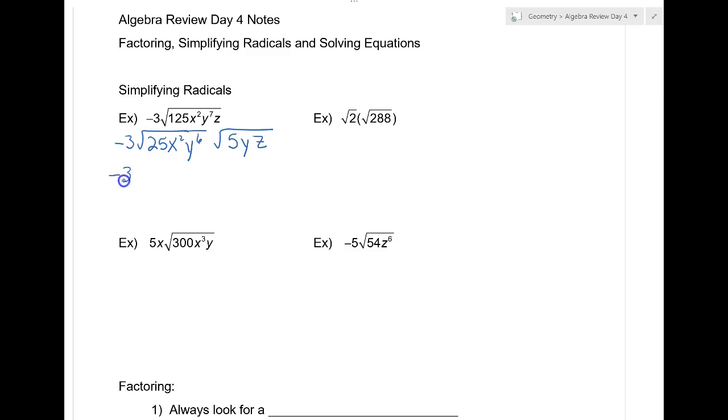And then we take the square root of it. So what's the square root of 25? Well, that's 5. The square root of x squared is x. The square root of y to the 6th is y cubed. And then your radical, square root of 5yz, comes along. Then you have to take the time and multiply it to the 3. So now I have a -3 times 5xy cubed, which gives me a -15xy cubed times the square root of 5yz.